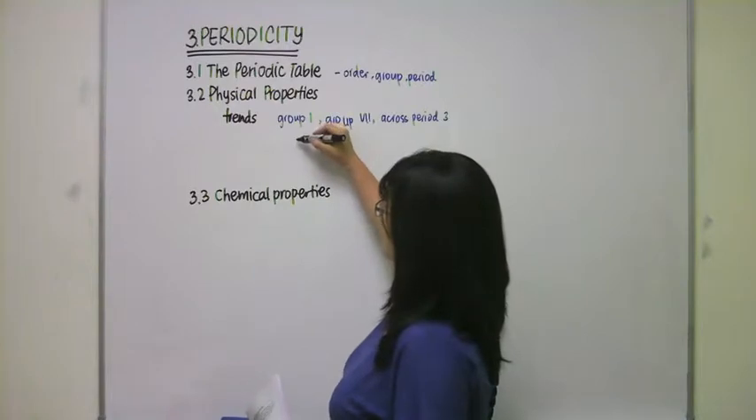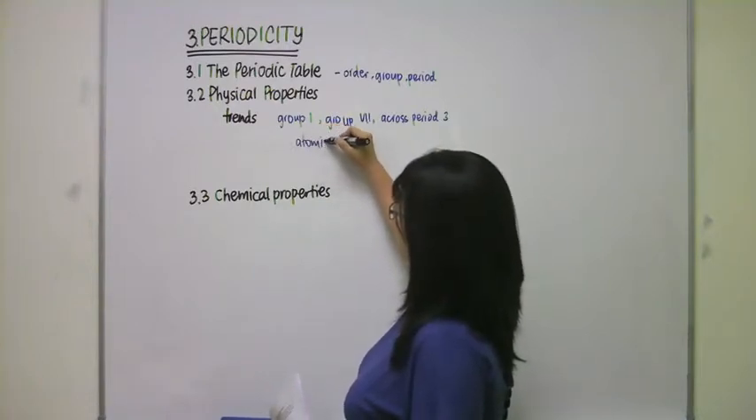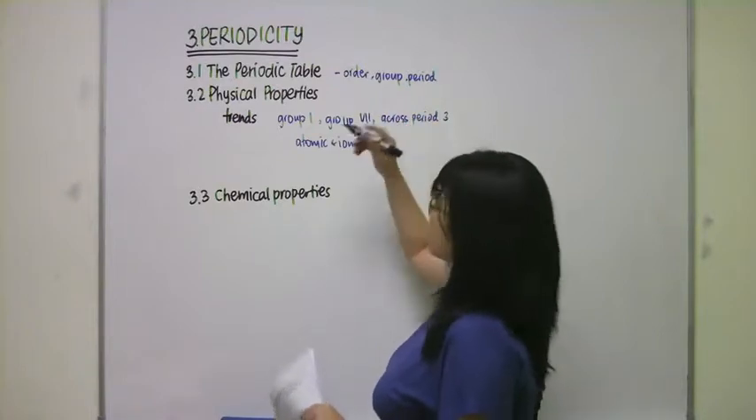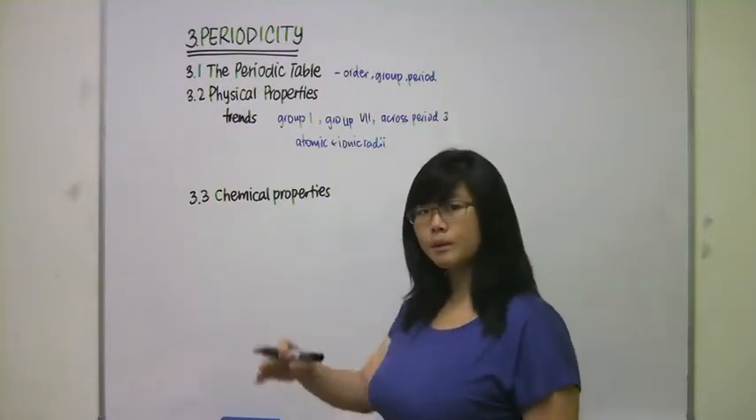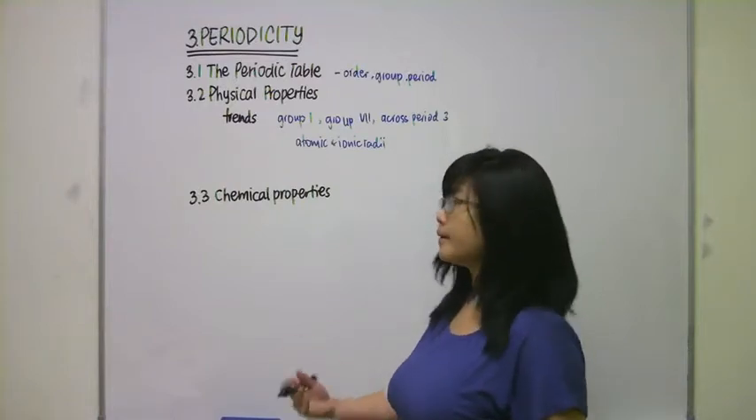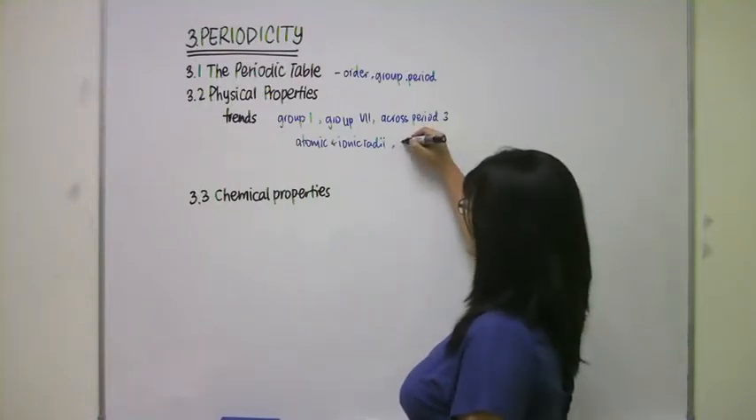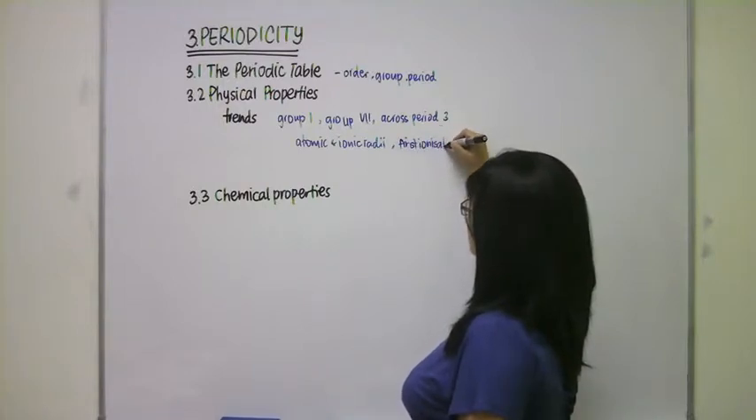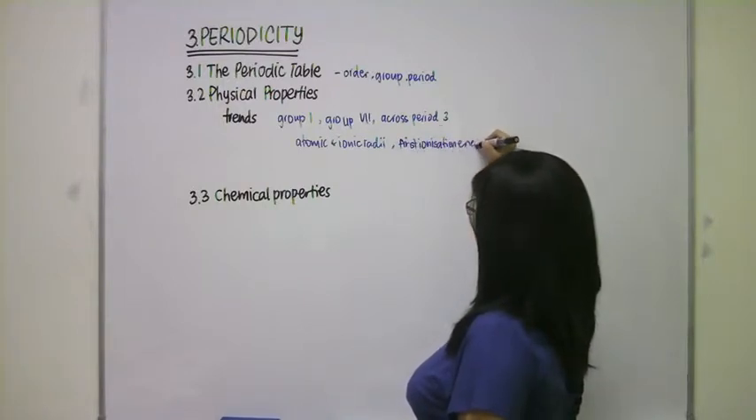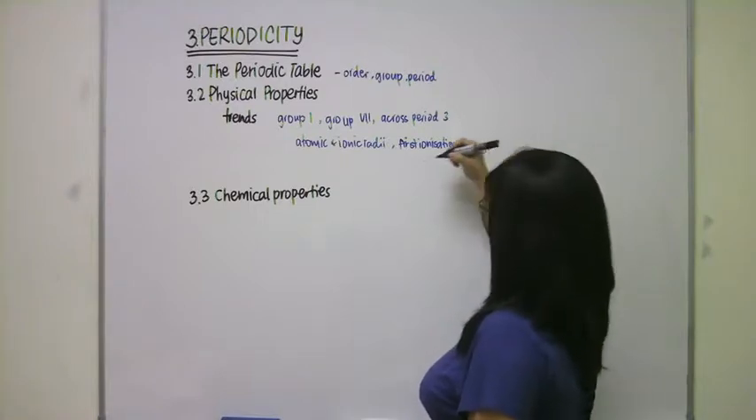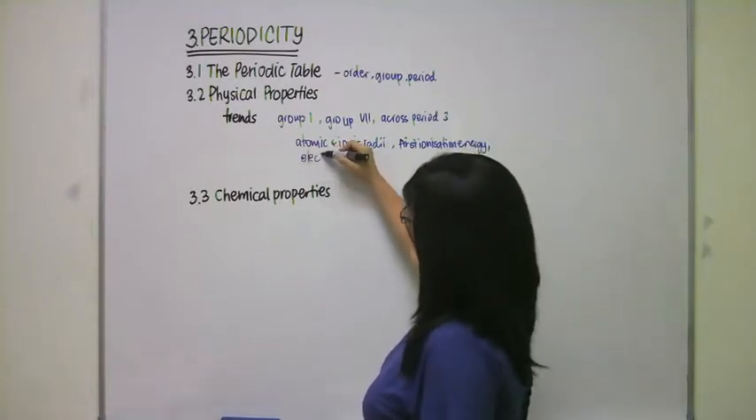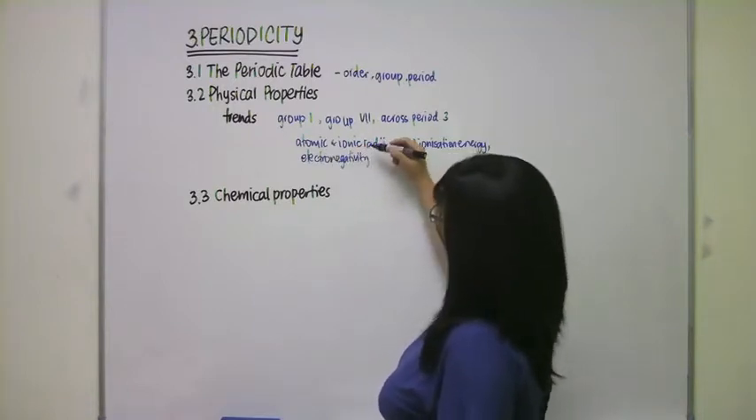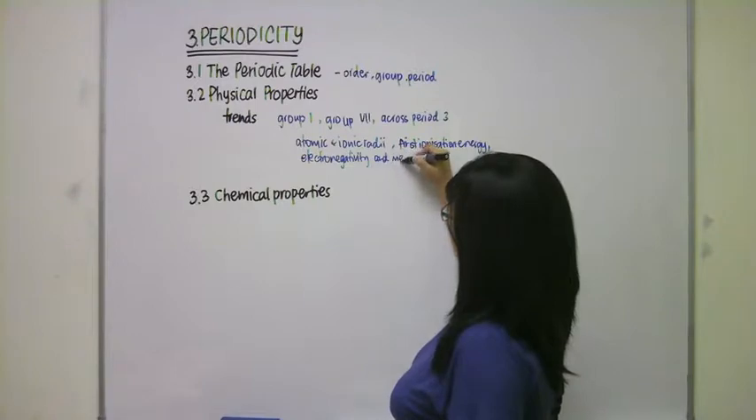Okay, you're going to talk about the atomic and ionic radii. So how they change down the group, across the period, and why. Okay, and you're going to be talking about first ionization energy, electronegativity, and melting point.